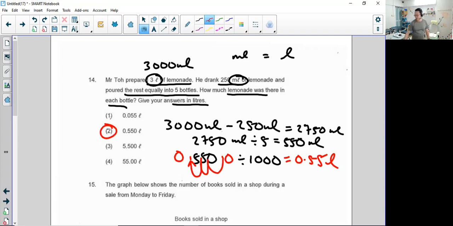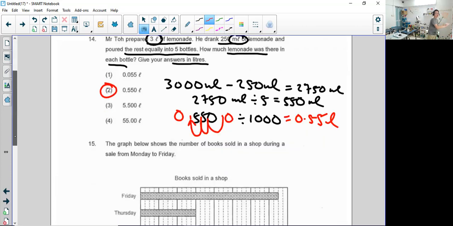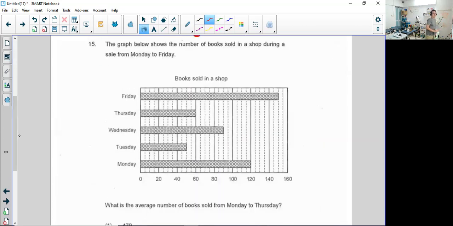Okay, question 15, and what do we have? The graph shows the number of books sold in a shop. So when you have a bar graph, you will need to put the numbers on the bar first before you can solve. So to do that, you need to find the gaps. So how many gaps are there? 1, 2, 3, 4. So there are 4 units or 4 gaps, and you take 20 minus 0. So how big is 4 gaps? 4 gaps is 20. So 1 gap will be 20 divided by 4. That's 5. All right, then you start putting numbers on every bar.